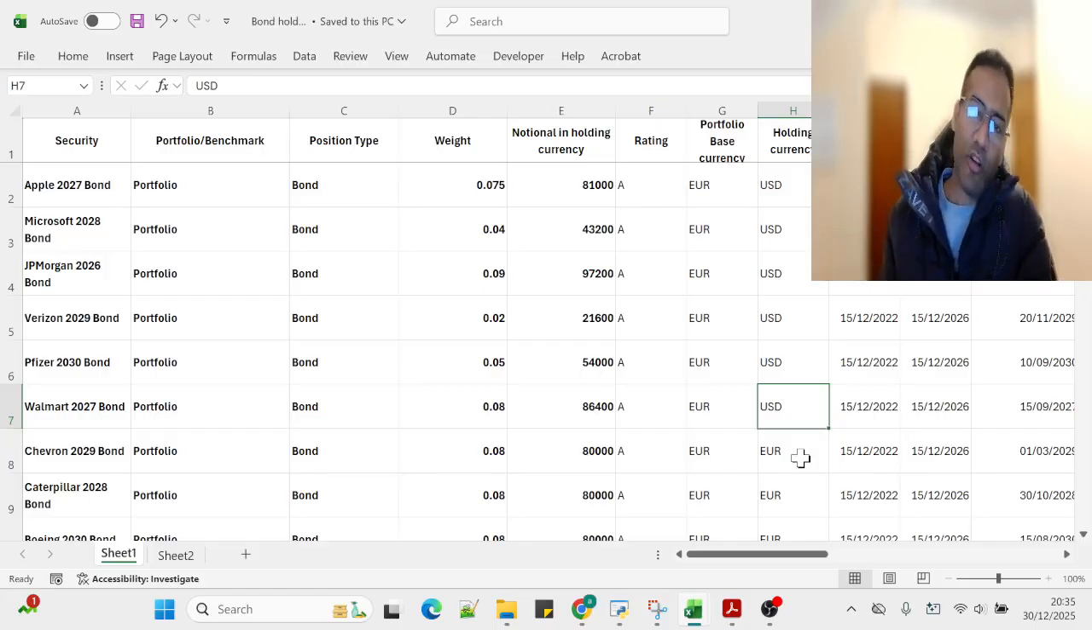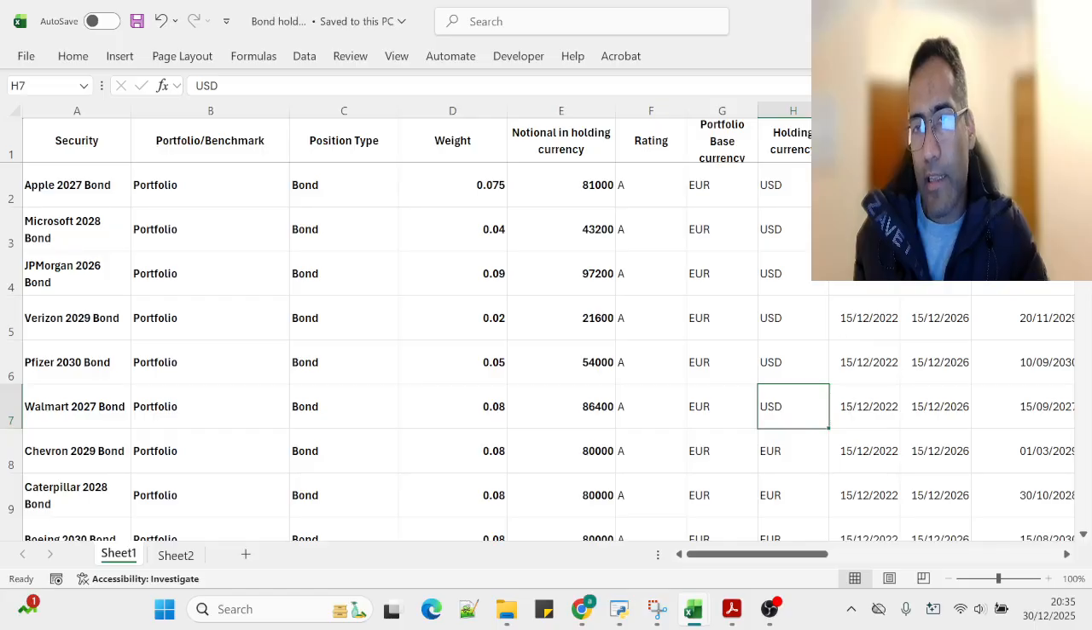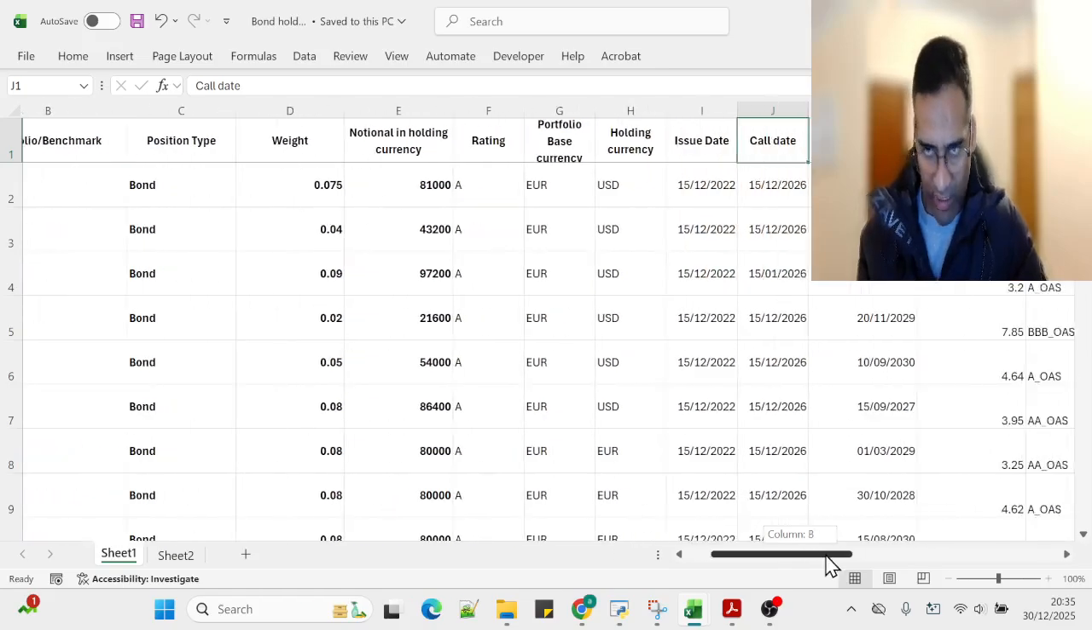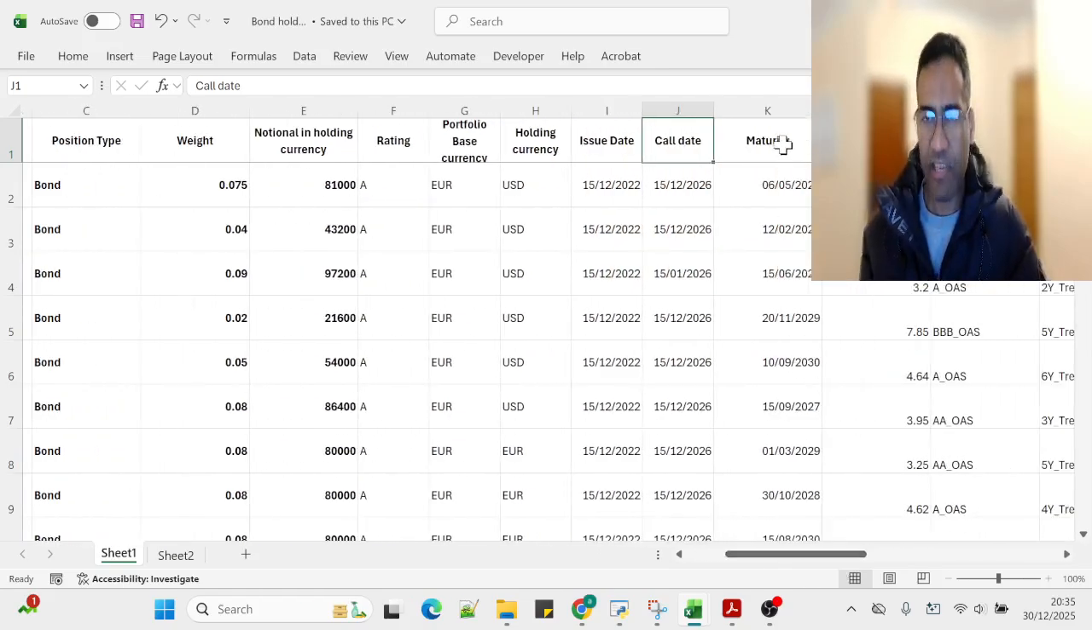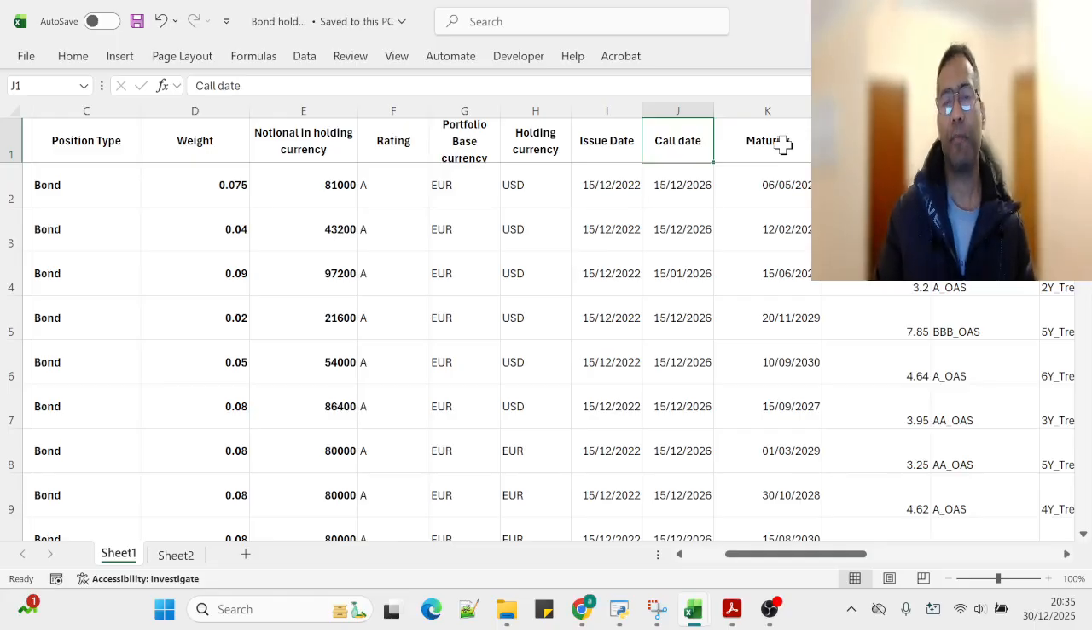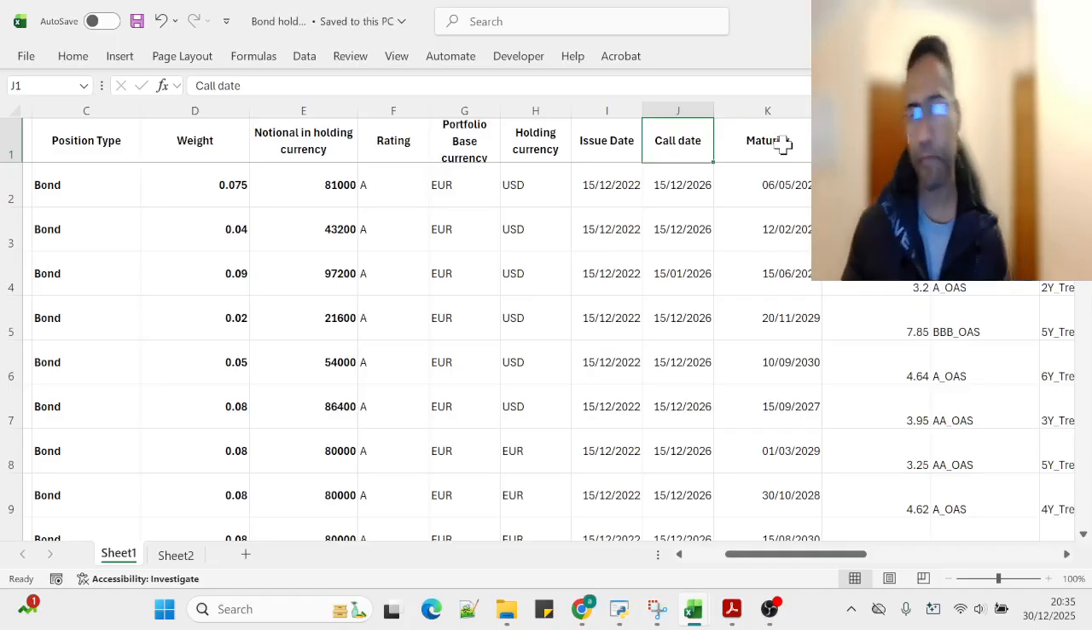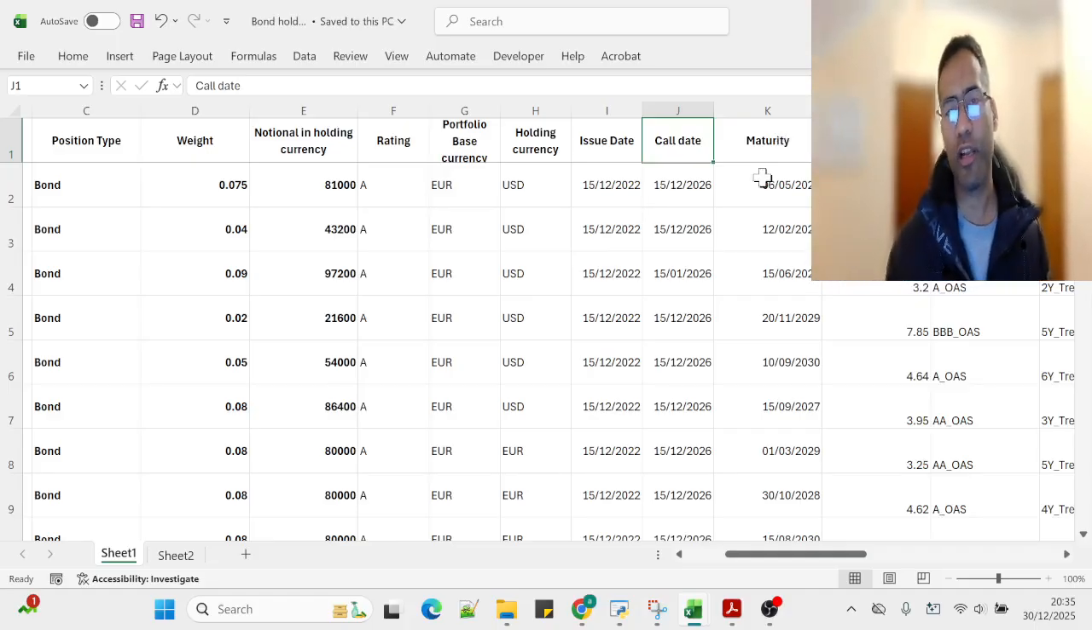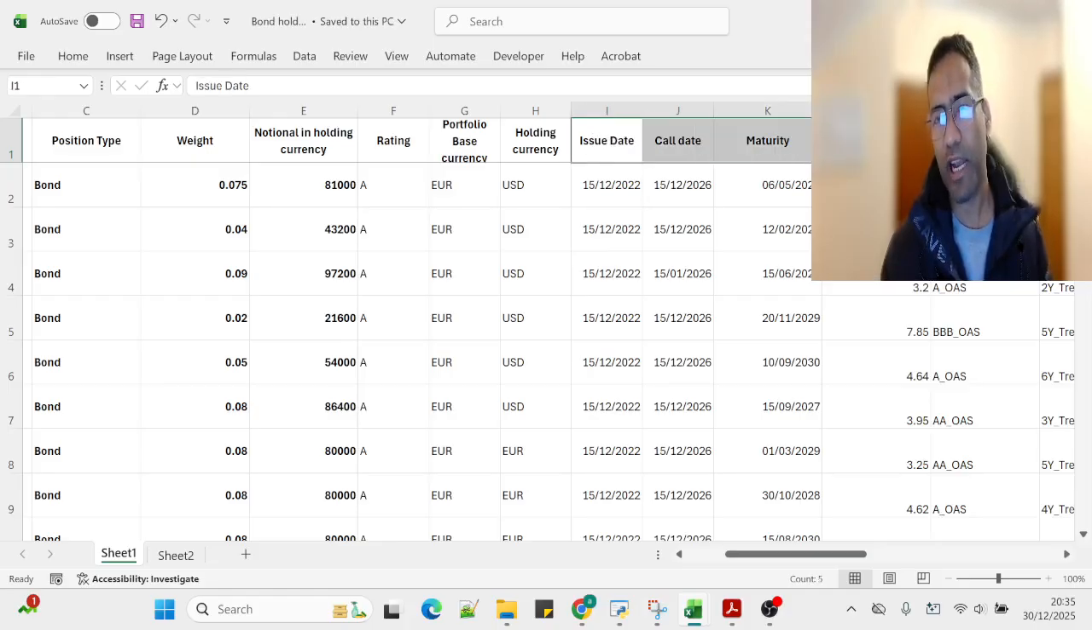And option adjusted spread is an indicator of default risk also, right? It is an indicator of credit risk. And these are the usual columns like issue date, call date. All of these are callable bonds. If you remember my last iteration of the tracking error volatility attribution model, I have used the QuantLib library, and so these attributes are helpful, and these are important columns actually.